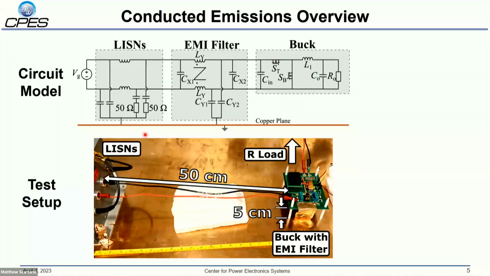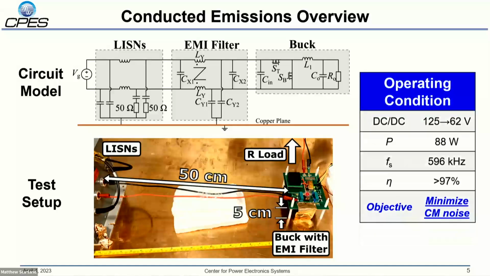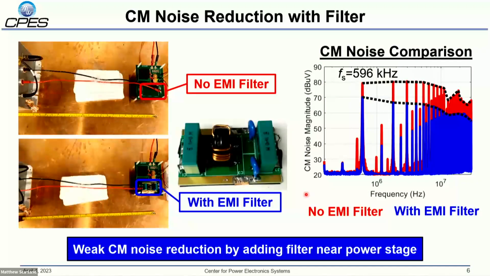So here's the setup for the conducted noise measurement of this converter. The conducted noise is measured using the line impedance stabilization networks, which we'll call LISNs. And here there's 50 centimeter input power cables between the LISNs and our converter. For this work, the converter is operated at a 125 to 62 volt step down and a switching frequency of about 600 kilohertz.